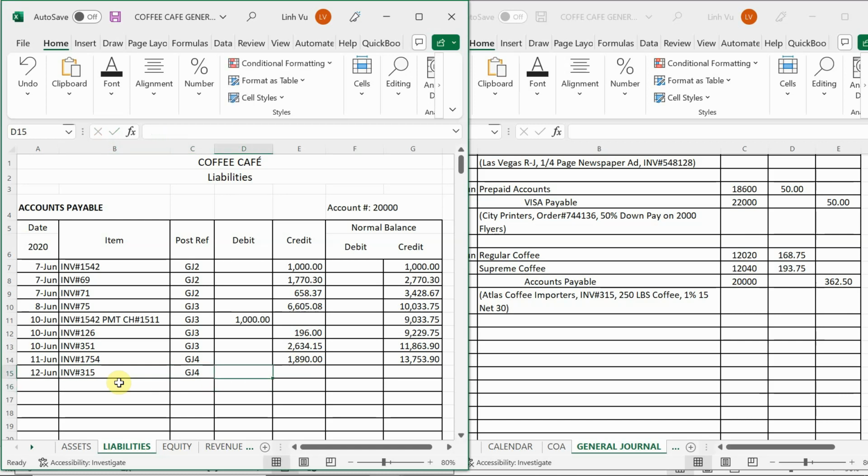General Journal page 4, and we just increased our liabilities by $362.50. And that ultimately is going to increase my liabilities to a total of $14,116.40. So that is a lot of money that I owe to a lot of other people.